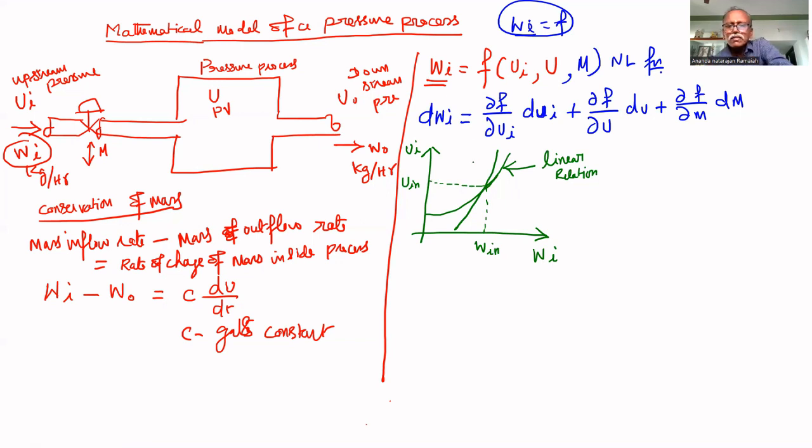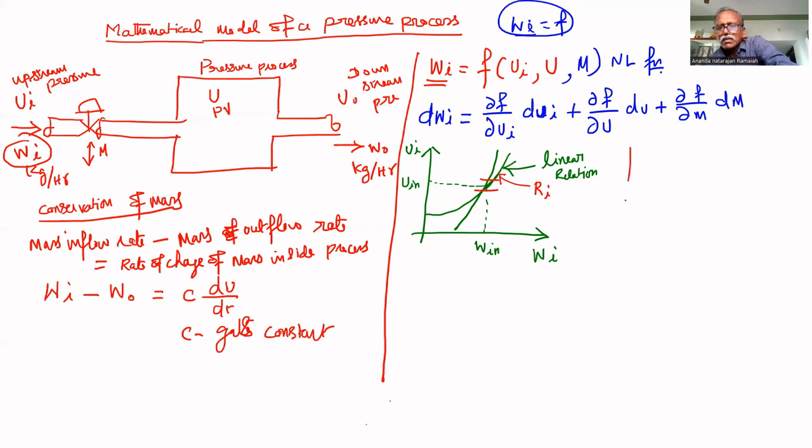So for small changes about nominal operating point, we can consider this linear relationship instead of nonlinear relationship. That is called linearization. So to find that linear relation, what is the slope of this line? Slope of this line is dou f by dou Ui. Let it be Ri.